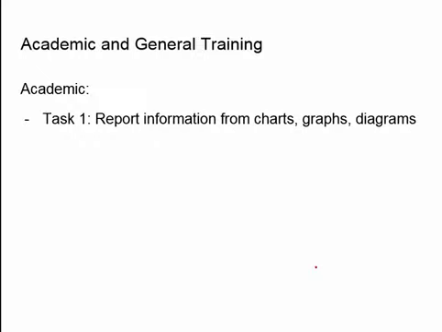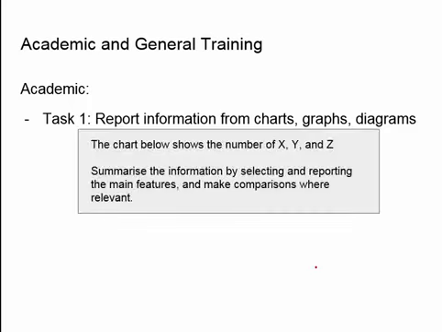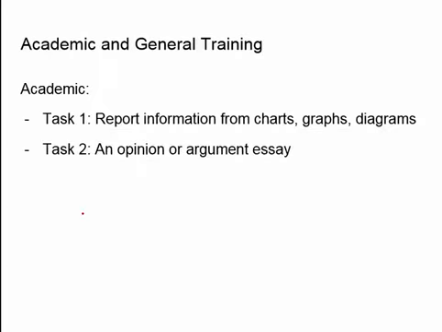Okay, let's talk about some differences between the academic and general training writing tests. For the academic, your task 1, you're going to report some information from charts, graphs, or diagrams. So the questions look like this. You're going to have a chart that you're looking at, and it'll tell you to summarize the information by selecting and reporting main features, and to make comparisons where relevant. This task is not one where you have to give opinions or state any perspectives at all. You just need to write a report from the information they provide.